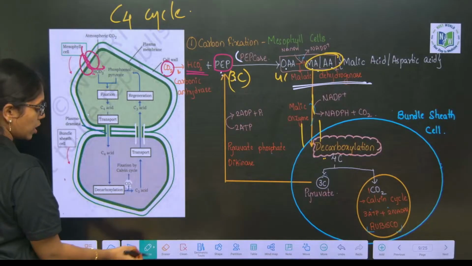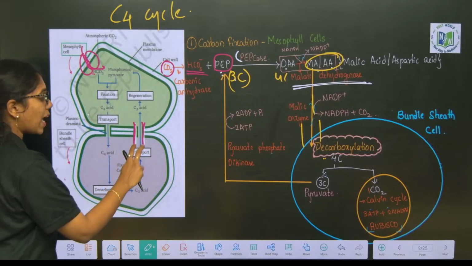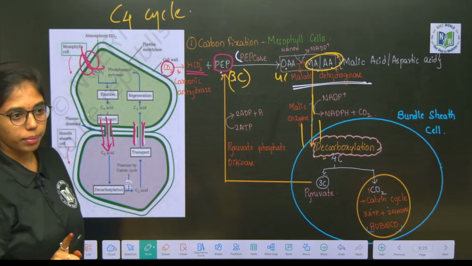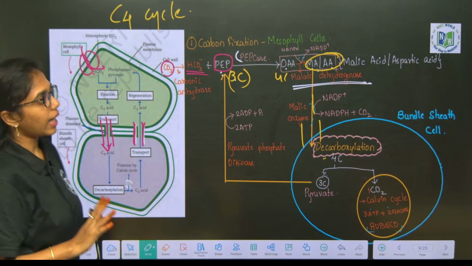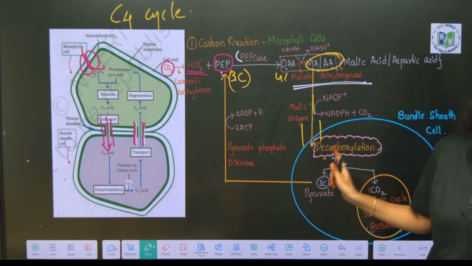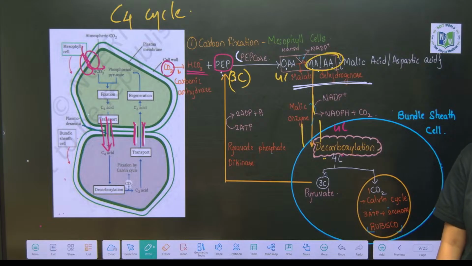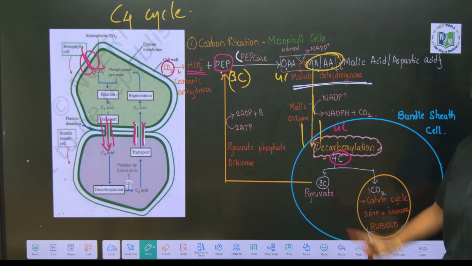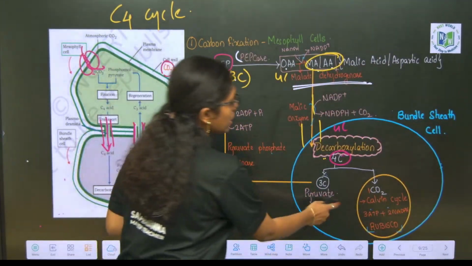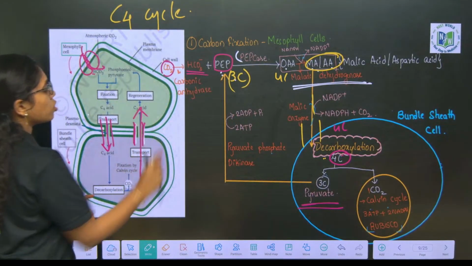Can you see here the plasmodesmatal connections? Through these plasmodesmatal connections, what enters? C4 acid, that is malic acid or aspartic acid. So this is malic acid or aspartic acid which enters into the bundle sheath cells. Then this will undergo decarboxylation. Okay, the 4 carbon compound will undergo decarboxylation forming 3 carbon and 1 carbon dioxide. This 3 carbon pyruvate is regenerated back to the mesophyll cells. This regeneration is also through what?